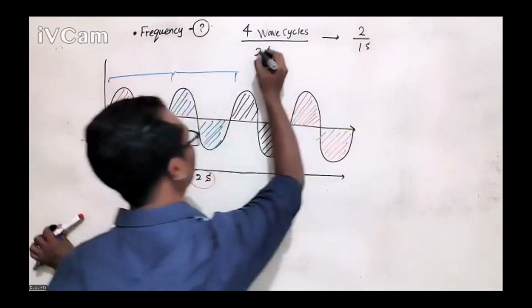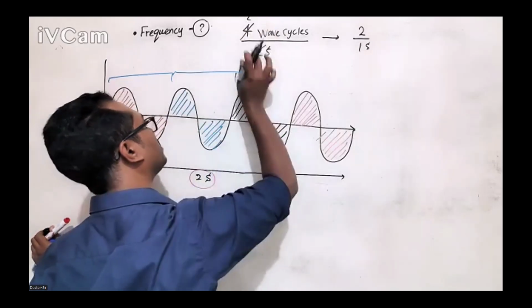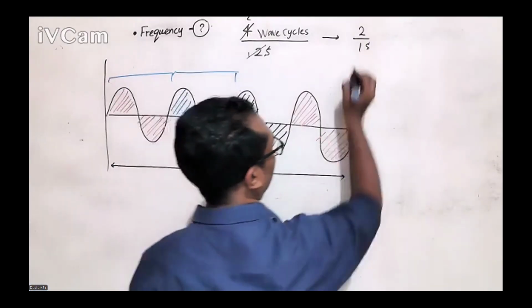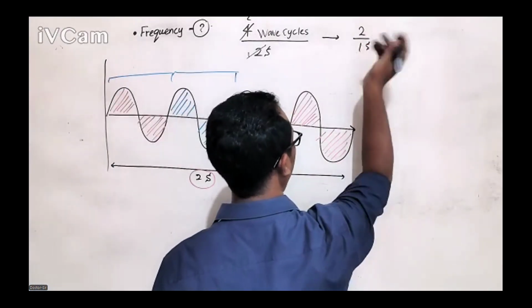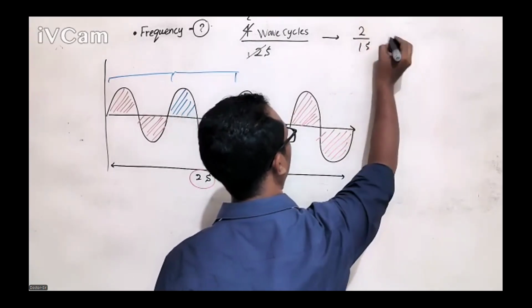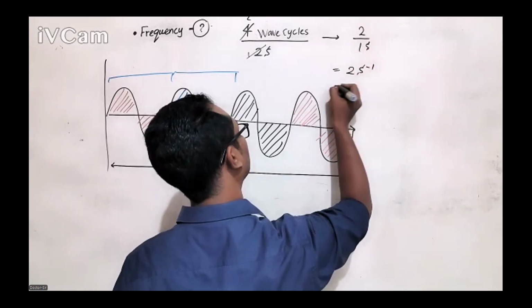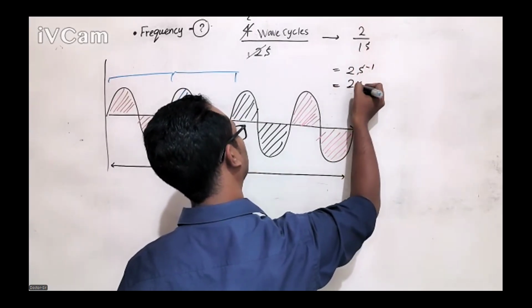Why? We can divide this, 2 cancel here, then 2. So 2 wave cycles for 1 second. Usually we are not writing that cycle term. So 2 for 1 second, so we can represent that as 2 per second. So we can write down 2 hertz.